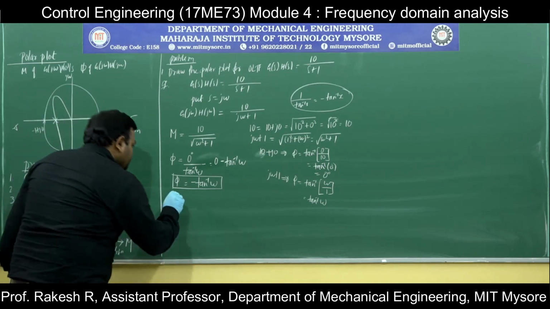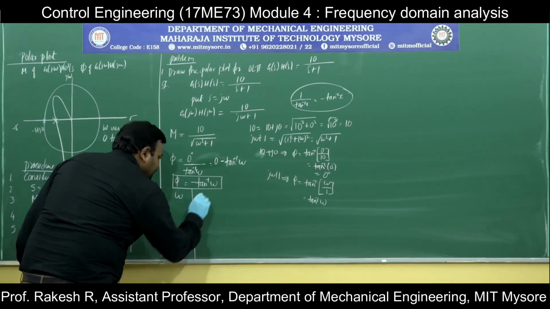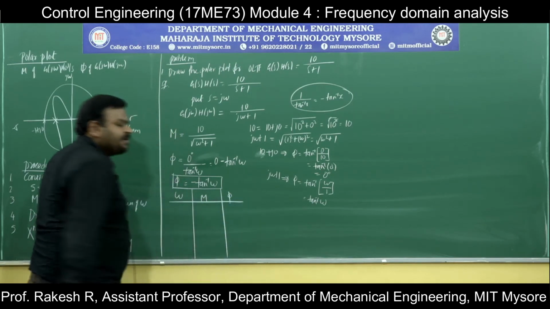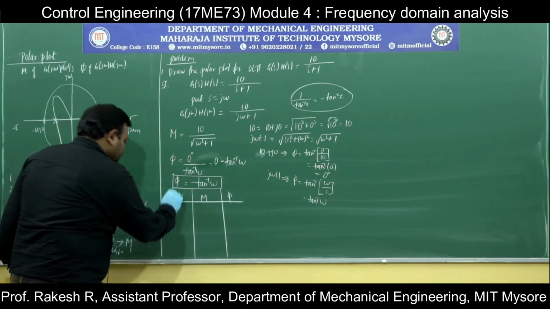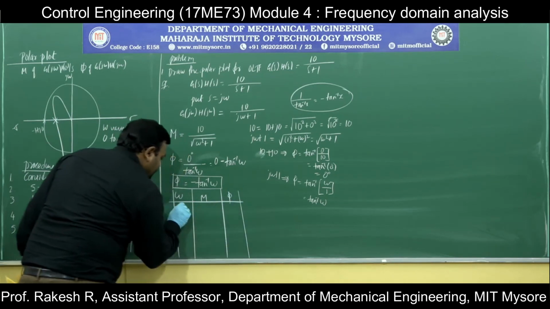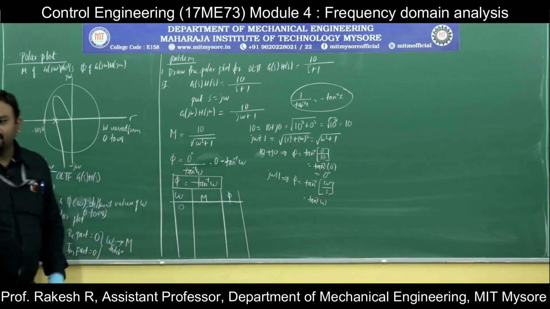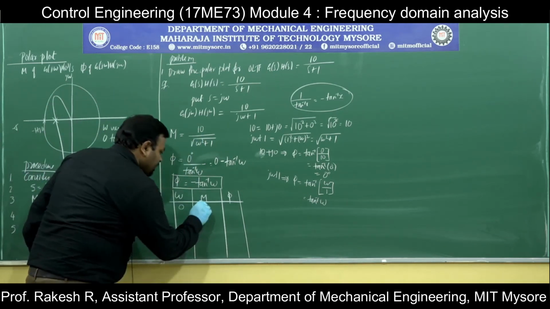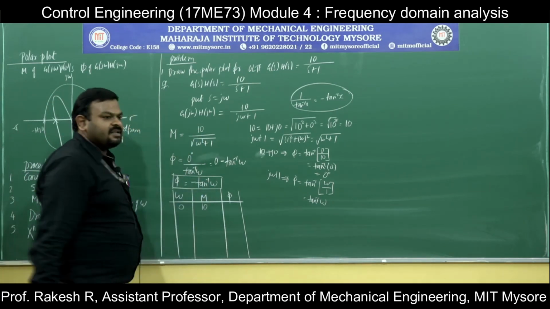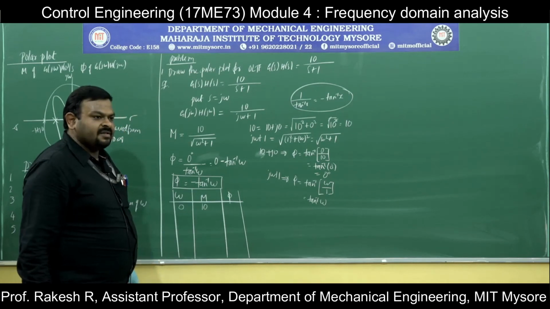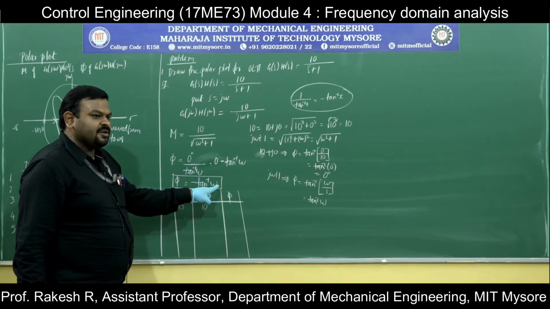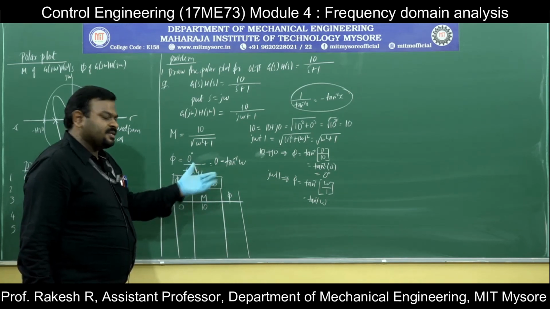Let us locate the value of magnitude and phase angle for different values of omega. First, if I give omega is equal to 0, what is the magnitude? 10 divided by 0 plus 1, it will be 10. And what is the phase angle? If I give omega is equal to 0, tan inverse of 0 minus tan inverse 0, it is 0 only.